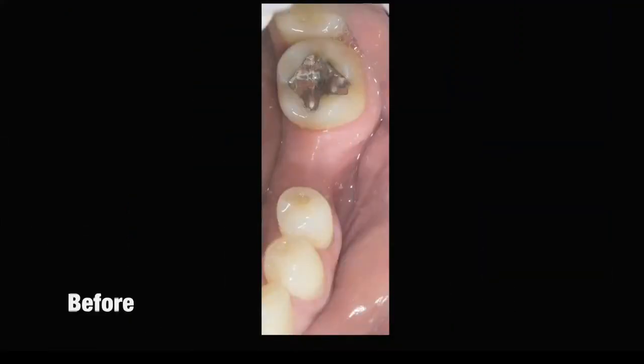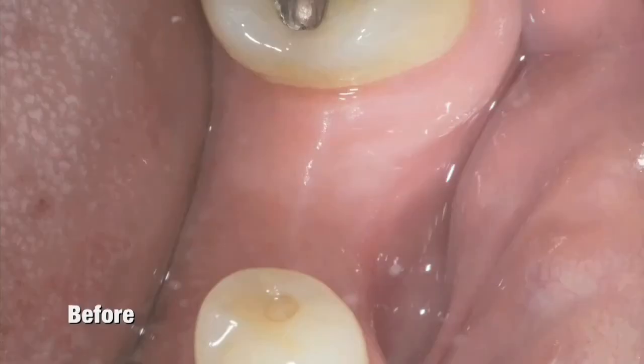The patient presented missing tooth number 19. You can see the typical saddle-shaped defect of the ridge that occurs when the tooth has been missing for some time. After reviewing the prosthetic option, an implant-supported crown was selected as the treatment of choice.